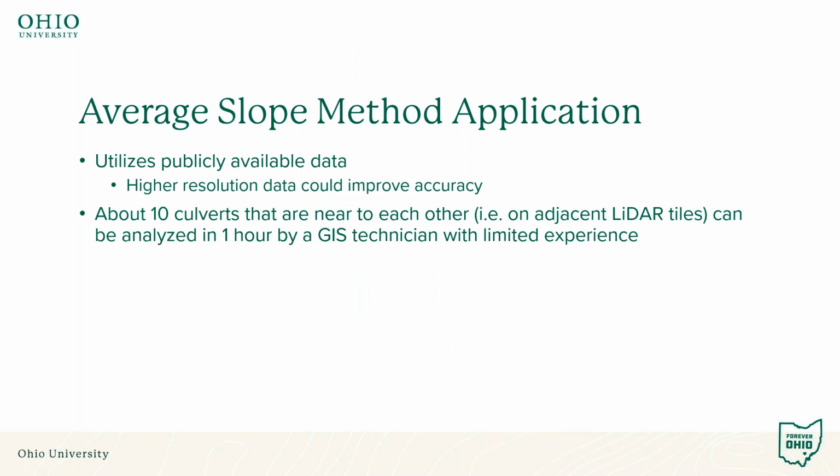So this average slope method uses publicly available data. Higher resolution data can always improve accuracy, but the idea here is that by not trying to pinpoint a plunge pool or the downstream end of a culvert and then the stream, we're not asking more of the data than it can necessarily give. By sampling the stream elevation at several points upstream and several points downstream, we're able to work within the accuracy of the data that we have more effectively.